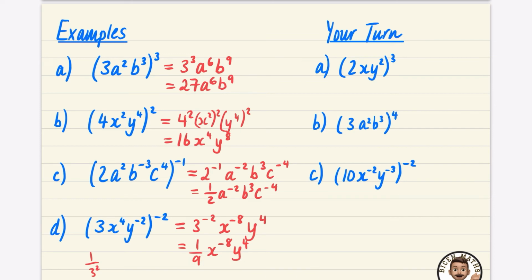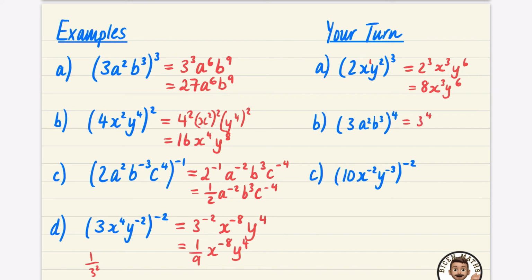So I want you to have a go at these 3 questions that say your turn and see if you get the same answer as me after you watch me go through them. So this first one is just going to be 2 cubed multiplied by x cubed, because there's a power of 1 there, it isn't shown, it's just an x to the power of 1 and 3, and then we get the 2 times 3 for the y, which is 6. Now 2 cubed is 8, so it is 8x cubed y to the power of 6.